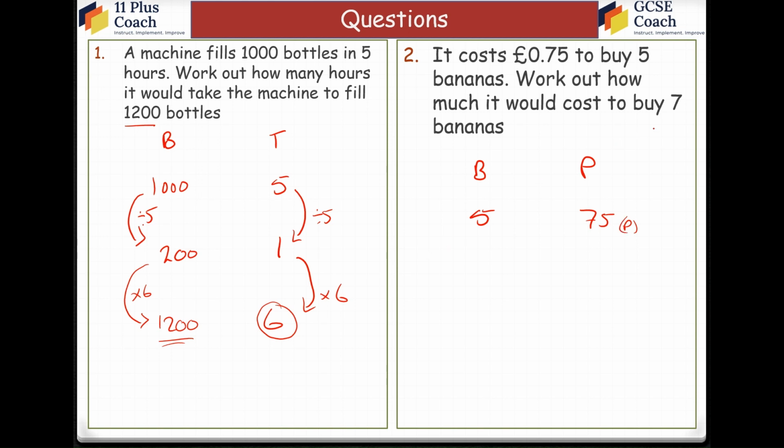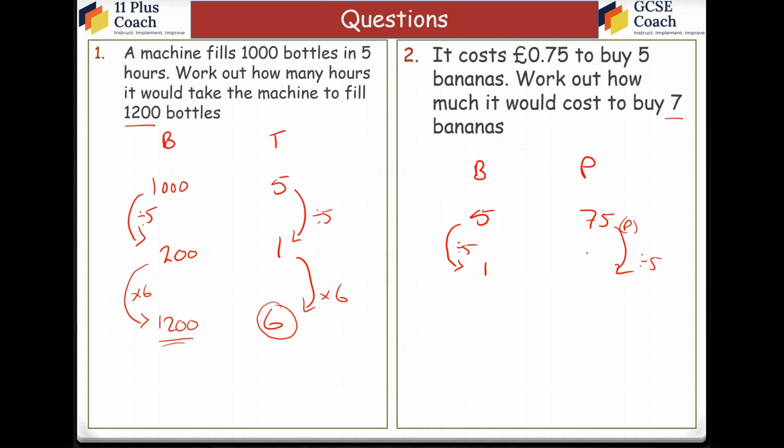I need to work out how much it will cost me to buy 7 bananas. Again, from 5 to 7, I can't times 5 by a straightforward number to get to 7. So what I should do is get to 1 banana first, because 1 to 7 is fairly straightforward. So to get from 5 to 1, I divide 5 by 5. I must divide 75 by 5 as well.